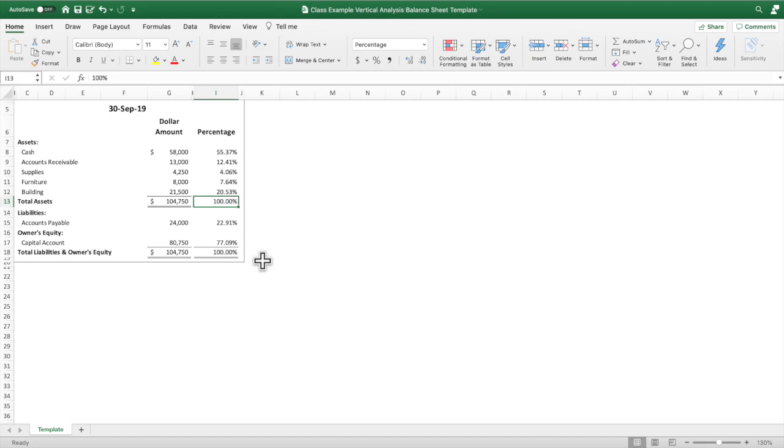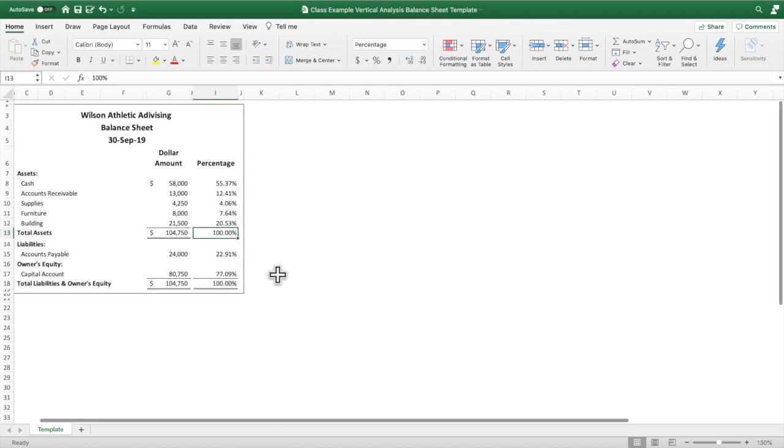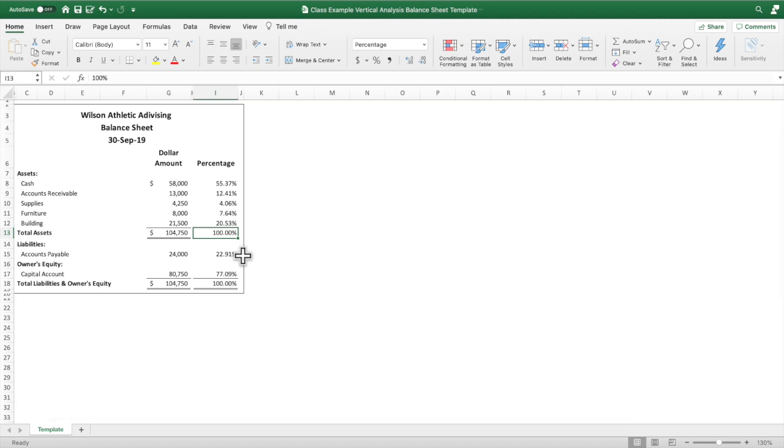So that means that they're doing really well because the owners own most of the business and they don't owe money. So only 22% of liabilities is owed. So you can see that this is a good way to see how the business is performing, and the horizontal analysis is another good way.